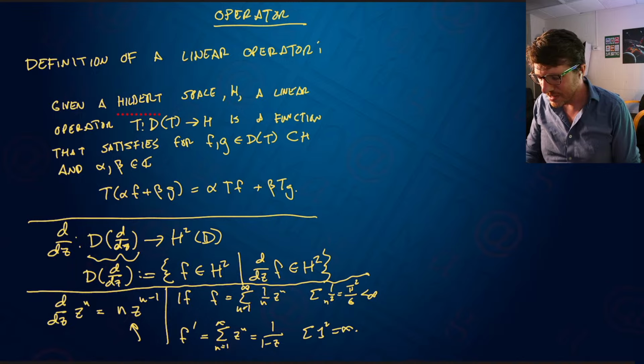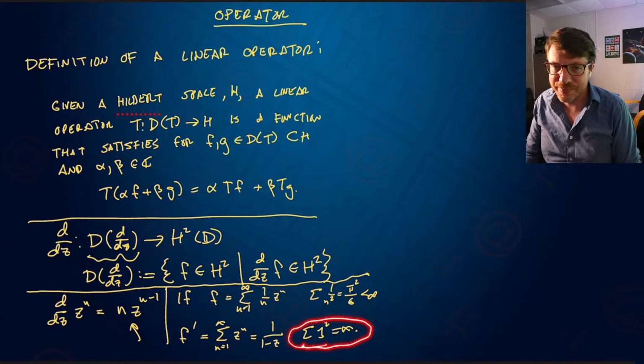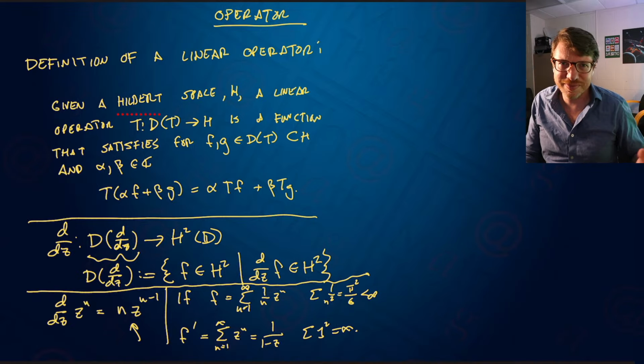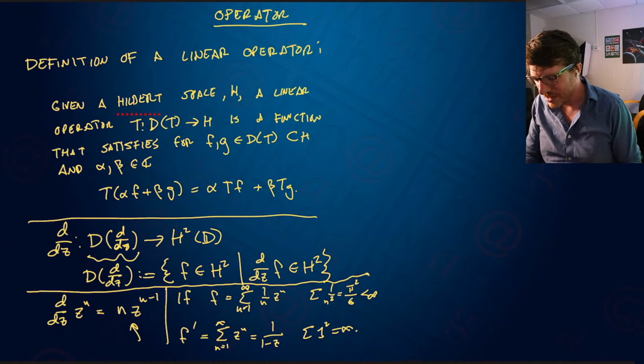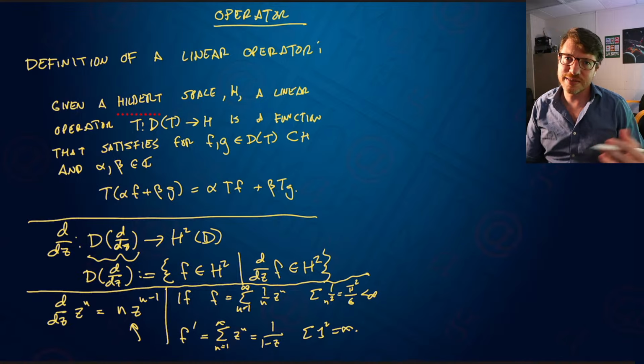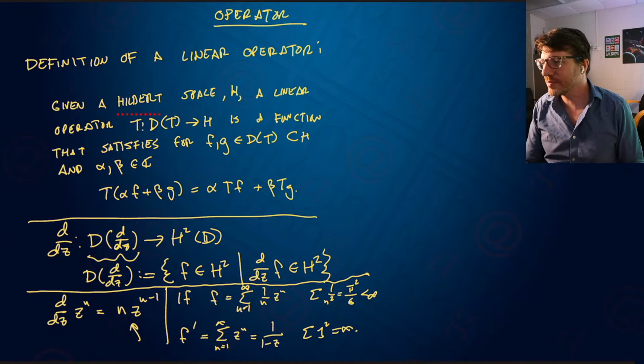So if we try to see if these are square summable, the square sum of 1 is infinity, right? And therefore f cannot be in the domain D. And so we see that the derivative operation isn't defined for all of the Hardy space.